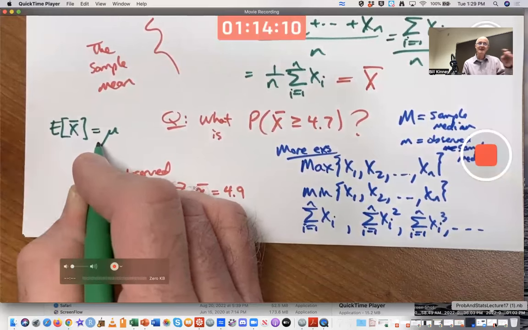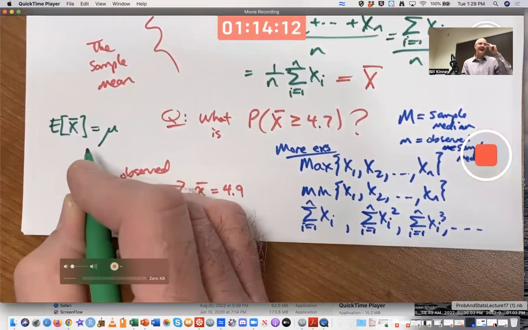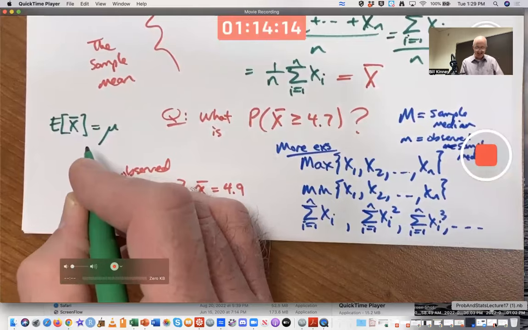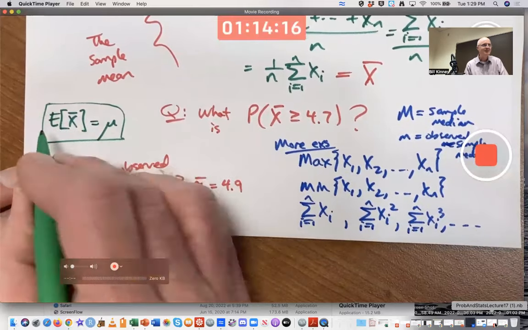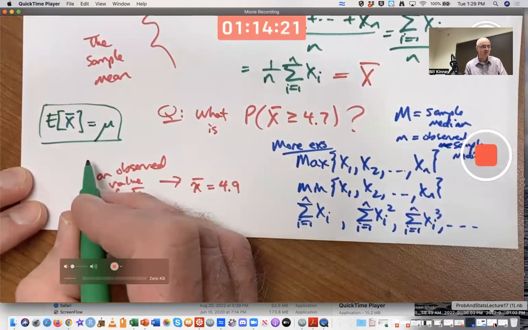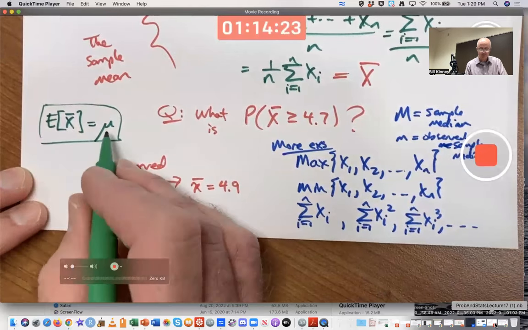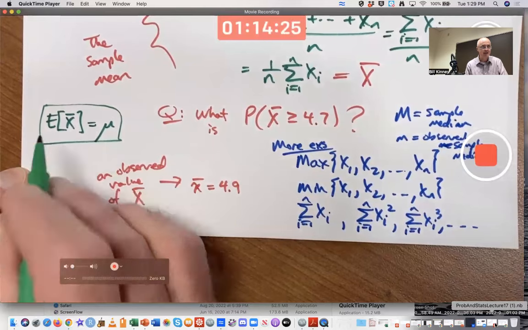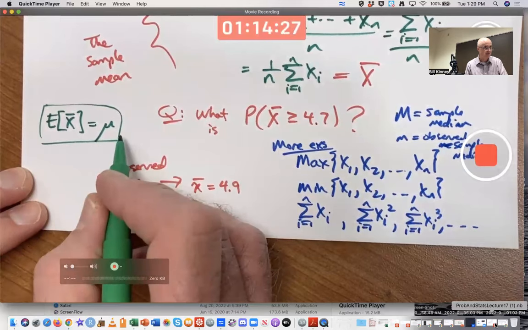In fact, you can Google this. I got a video that I titled that. The mean of the mean is the mean, and I mean it. About exactly this fact. And this is one of the most fundamental facts in statistics. The mean of the mean is the mean. The expected value of the sample mean is the population mean.